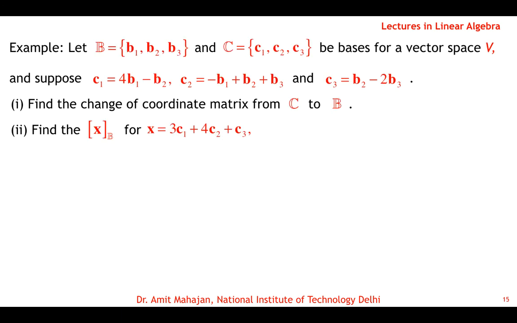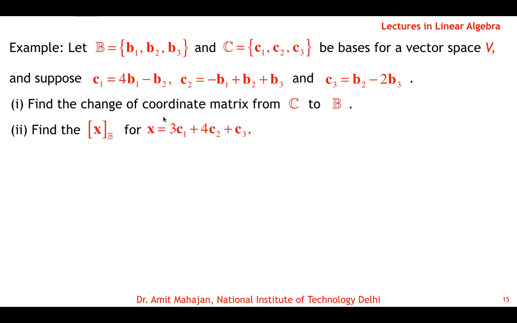Finally, I take one last example here. You are given again two bases. B is a basis for vector space V and C is a basis for vector space V. Suppose that C1 is written in terms of B1, B2, C2 is written in terms of B1, B2, B3, and C3 is also written in terms of B1, B2, B3. So now the vectors of C are written in terms of basis B. Find the change of coordinate matrix from C to B, not from B to C but C to B, and find the B coordinate of x for x equal to this.